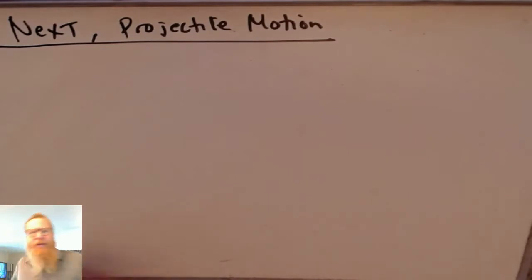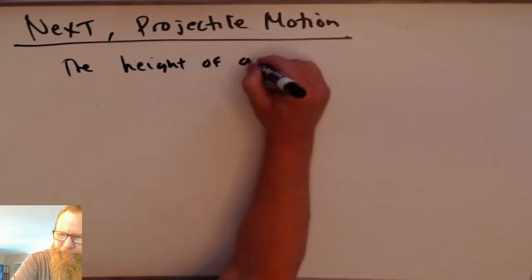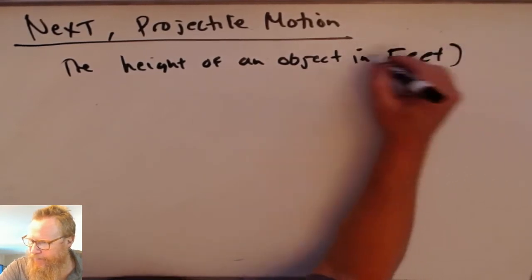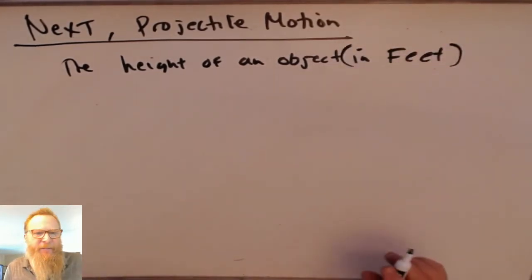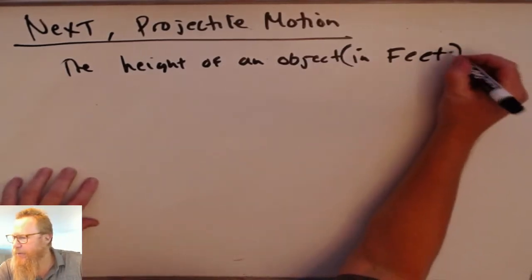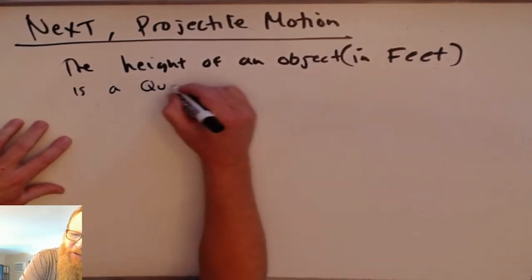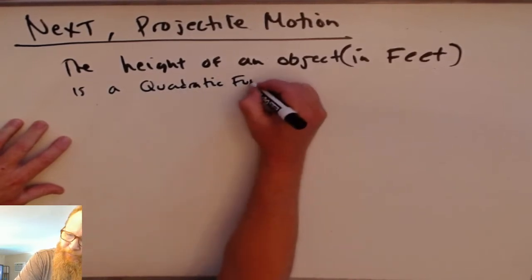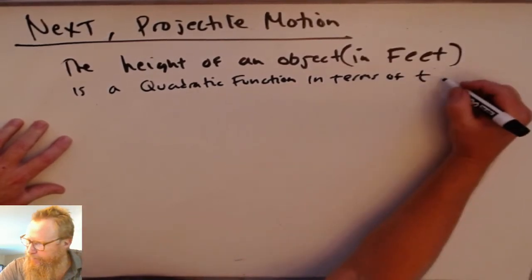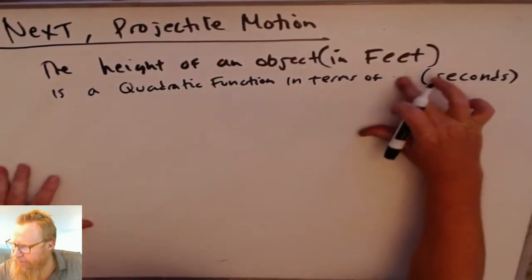Okay, so the height of an object in feet, we're going to measure using the United States system. It used to be called the imperial system. We're one of the only countries that still use it, so we call it the U.S. system now. The height in feet is a quadratic function in terms of time, and time is given in seconds. So that's a t for time.